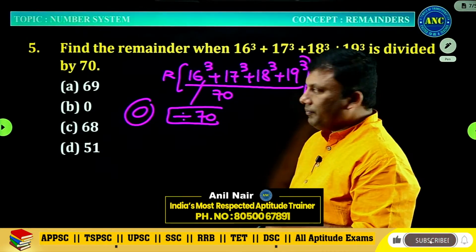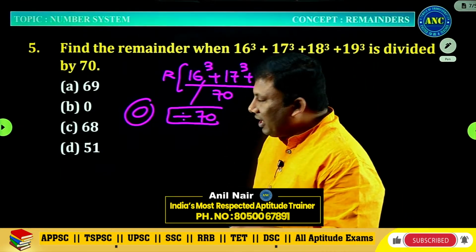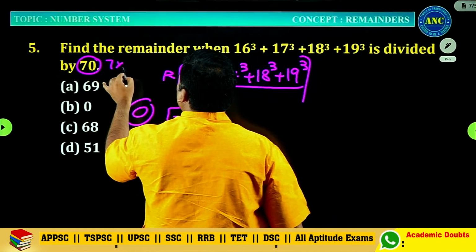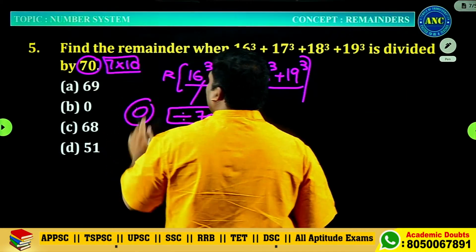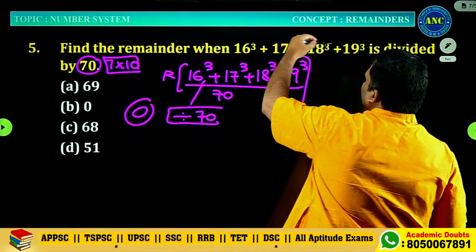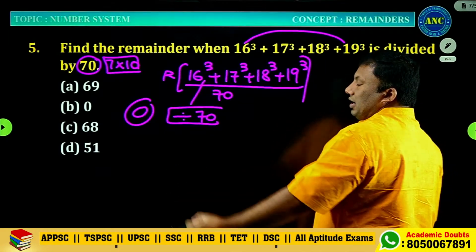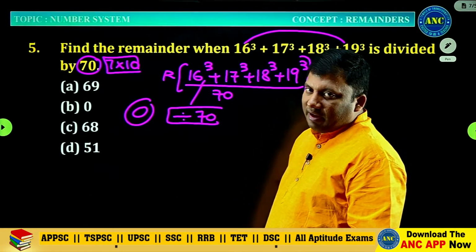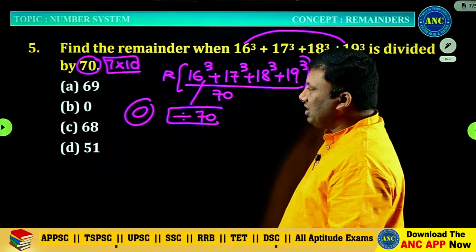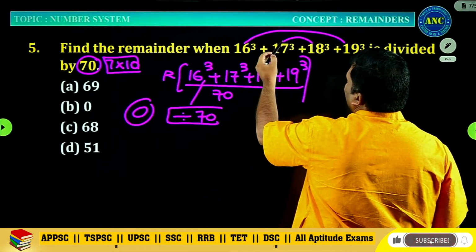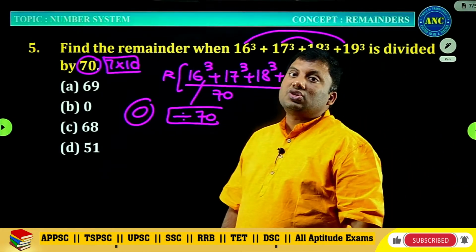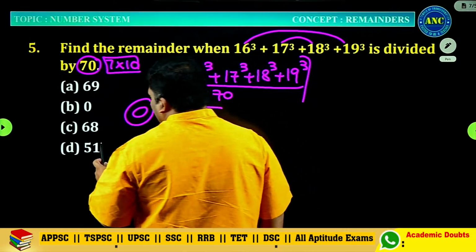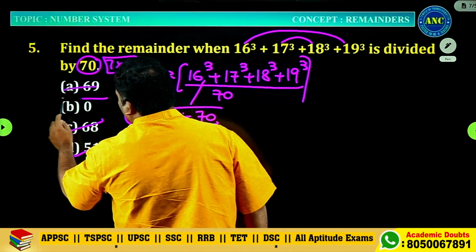I hope the idea is very much clear. Sir, can I solve it like this? Sir, you said the denominator is a composite number, so I will write it as 7 into 10. A power n plus b power n is divisible by a plus b. That means the first and last term are divisible by 35, that means divisible by 7. 17 power 3 plus 18 power 3 is also divisible by 7. The answer should be divisible by 7. That is an alternative approach.